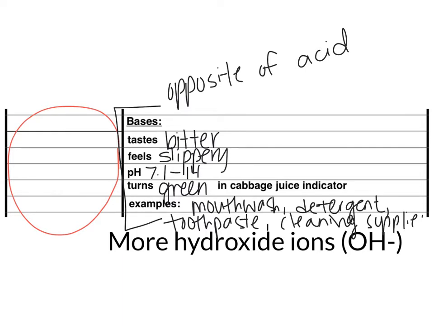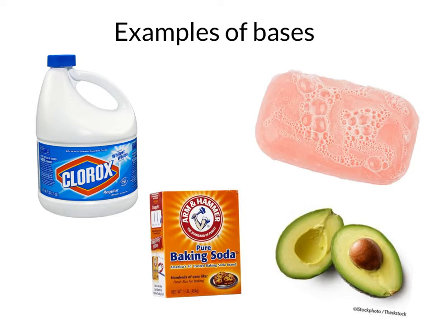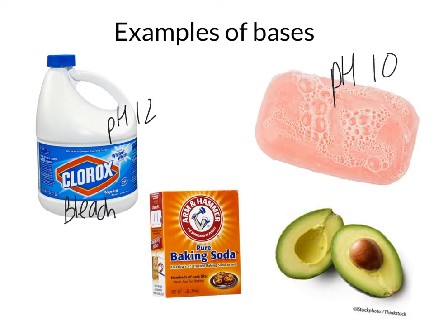And again, these have more hydroxide ions, so the OH minus. And that just means when you put it in solution that the OH actually moves away from the H, and there's going to be more of these. So examples: bleach. This is super strong. This has a pH of 12. Any bath soap or hand soap that you use is probably going to be a 10. And avocados, again, a lot of food are between 8 and 9. Baking soda is a 9.